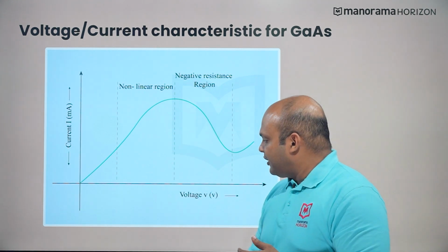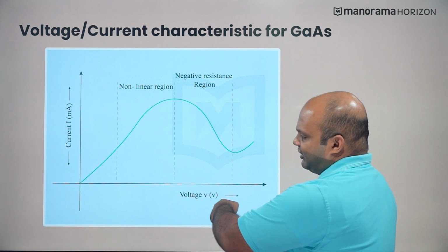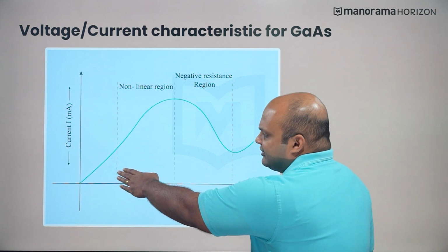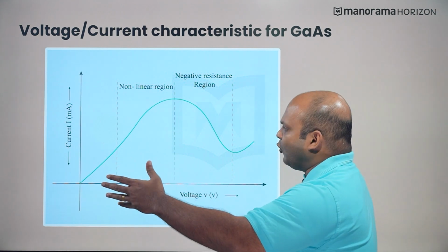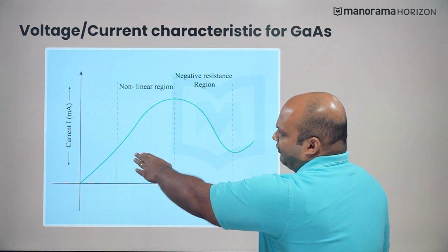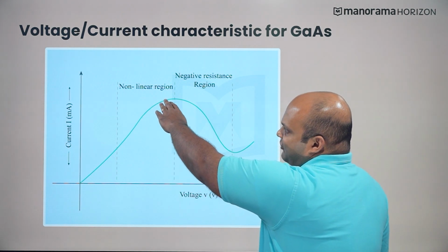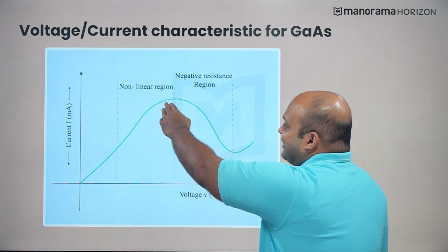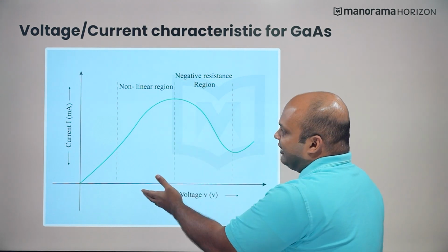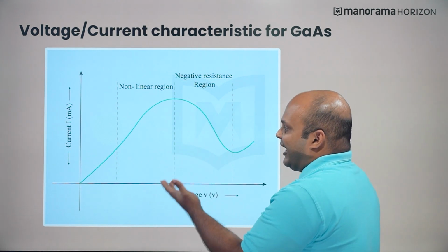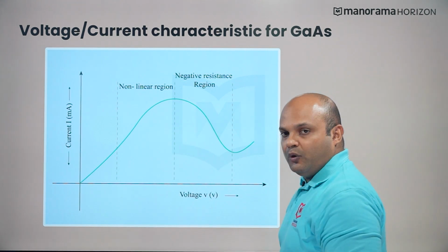As you can see in this graph, as we keep increasing the voltage, the current first increases almost linearly, like an ohmic device. But then we observe that the current starts stabilizing at a particular value and then starts decreasing. So we see that the resistance is first low and then high with an increase in voltage.